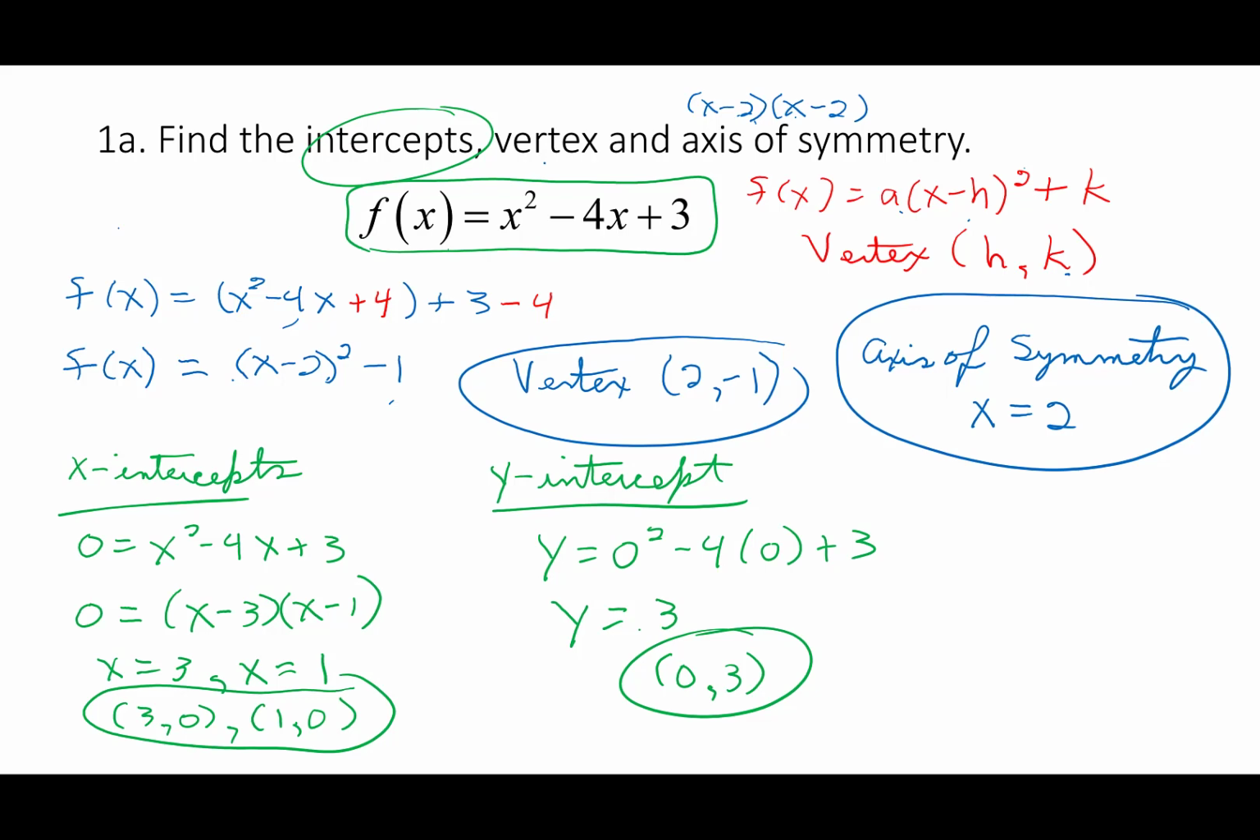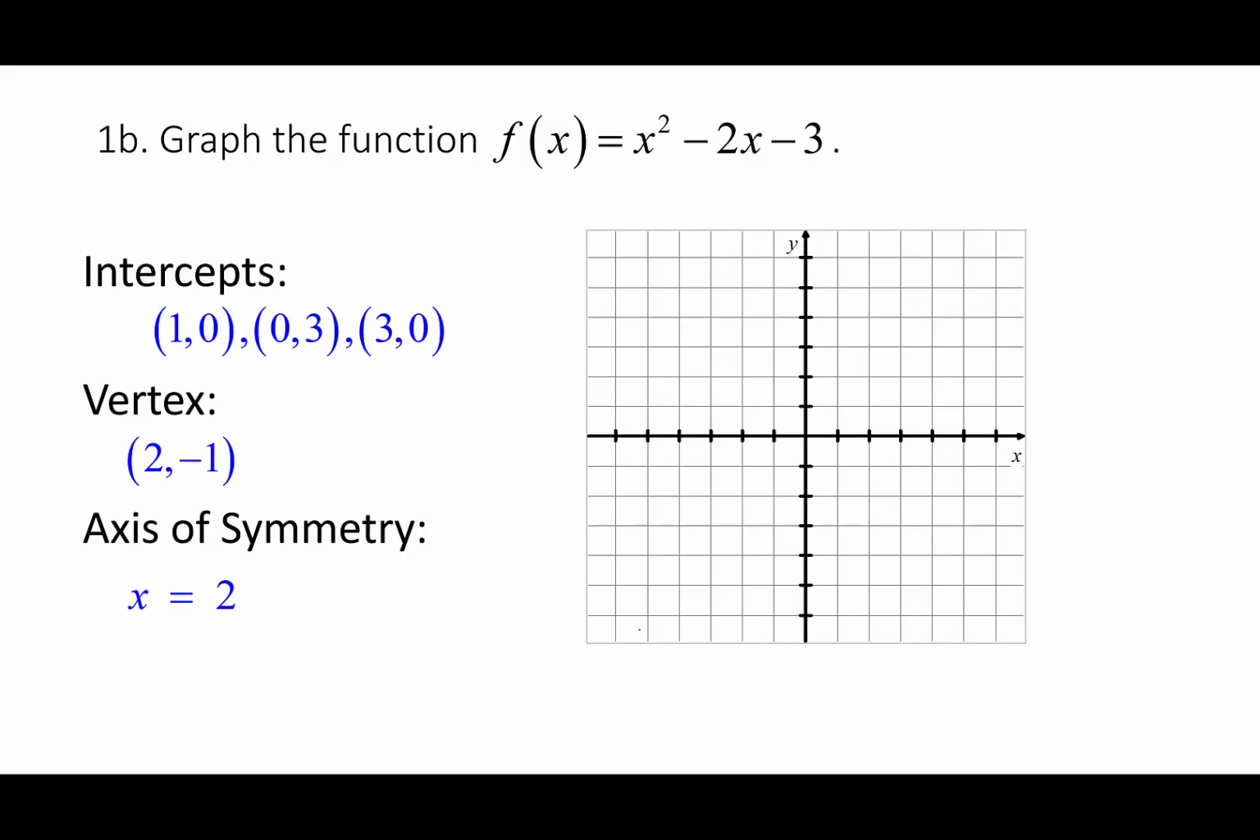We'll move on to our next slide, where we're actually going to use this information that we've found to graph the function. Well, actually, I like to start with the vertex. The vertex is (2, negative 1), so let's put that point on our graph. The axis of symmetry is x equals 2, which is just the vertical line that goes through the vertex. So let me put this on here.